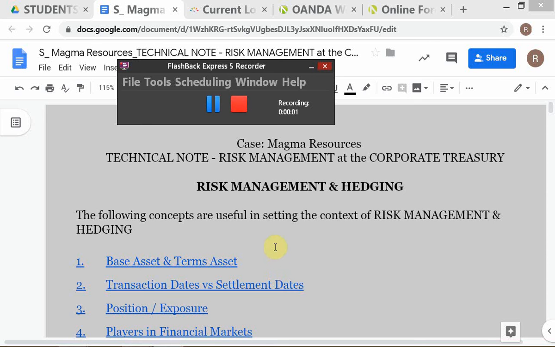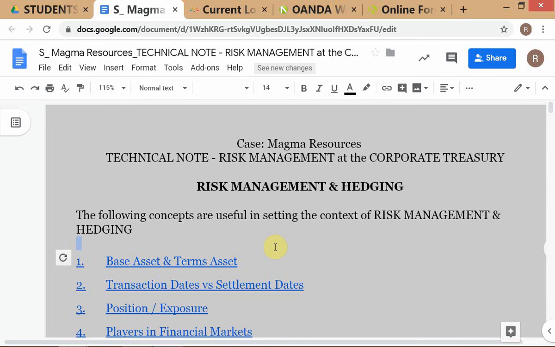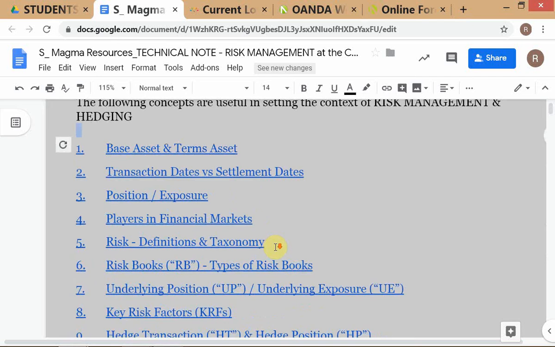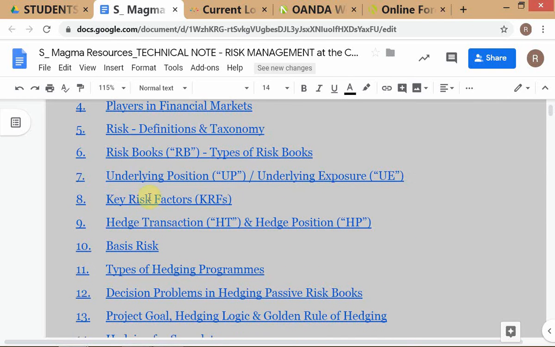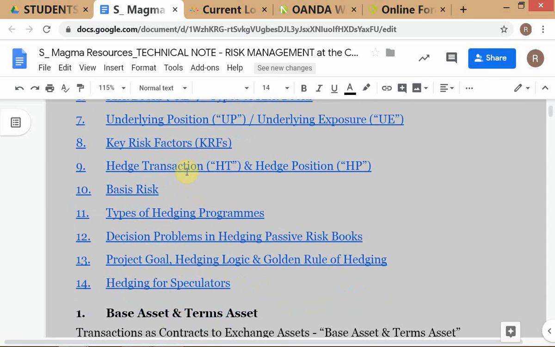Okay, so we are supposed to start with basis risk, right? We have covered all these topics: base asset, terms asset, everything, all this stuff you already know. We've done hedge transactions. Now we are supposed to go on to basis risk. We haven't followed this exact same sequence. We've covered types of hedging programs, and we are actually working on decision problems. We haven't finished all the decision problems, right? That's where we were. Okay, so let's go to this and see.